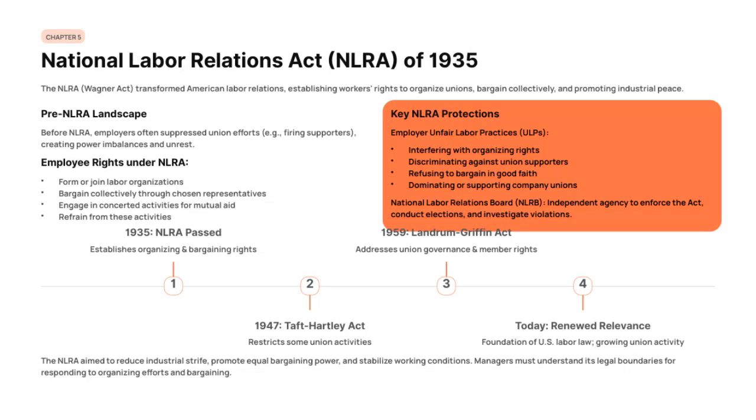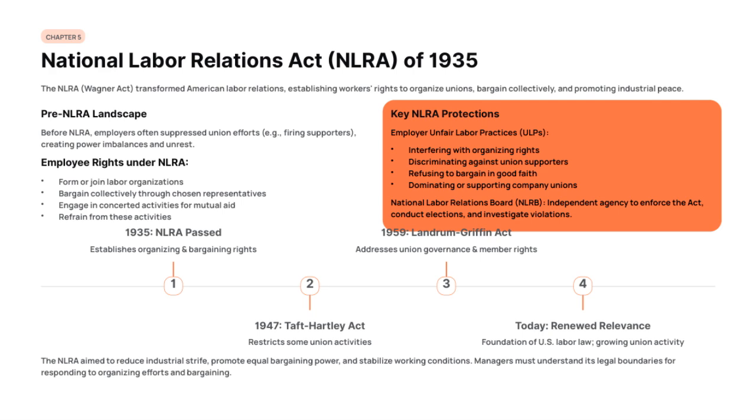The NLRA, or National Labor Relations Act, was created to help reduce industrial conflicts, promote fair bargaining between workers and employers, and stabilize working conditions. It's crucial for managers to understand the legal boundaries it sets, particularly when responding to organizing efforts or bargaining negotiations. This law is considered the foundation of U.S. labor law and came at a time when union activity was rapidly growing.